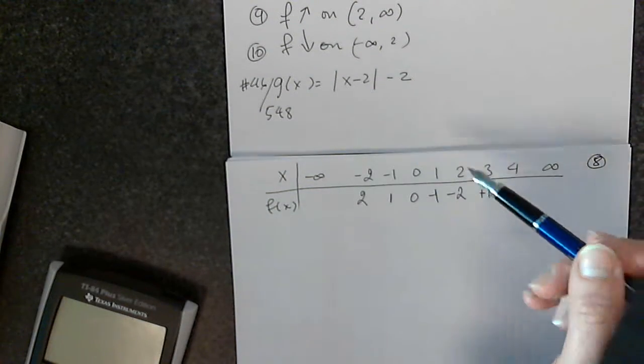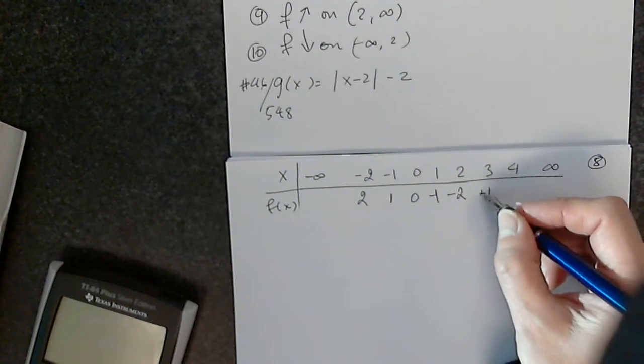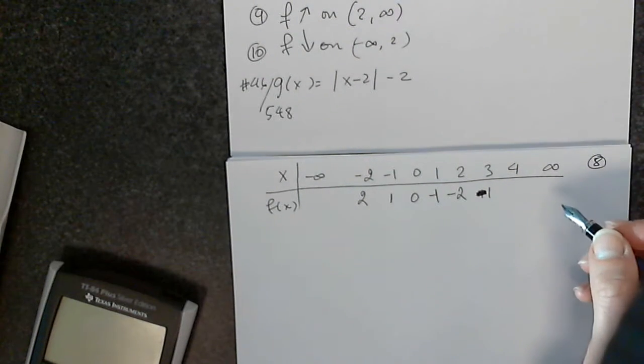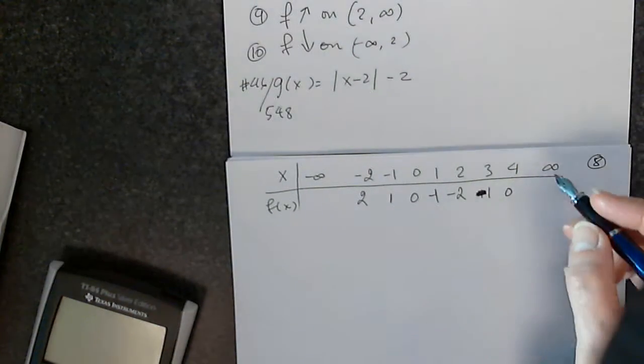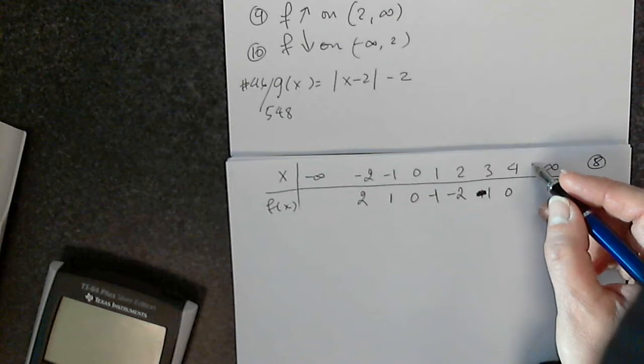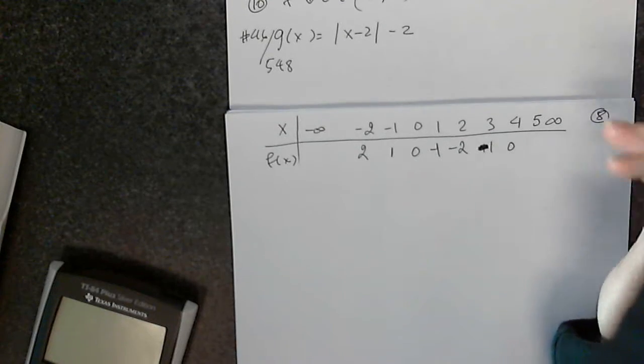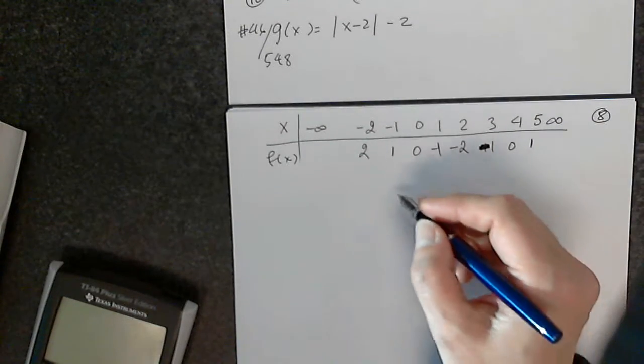Positive 3 minus 2. Yes, you're right. Negative. And 4? Good. Let's also do 5. 1. Good. So let's graph it.